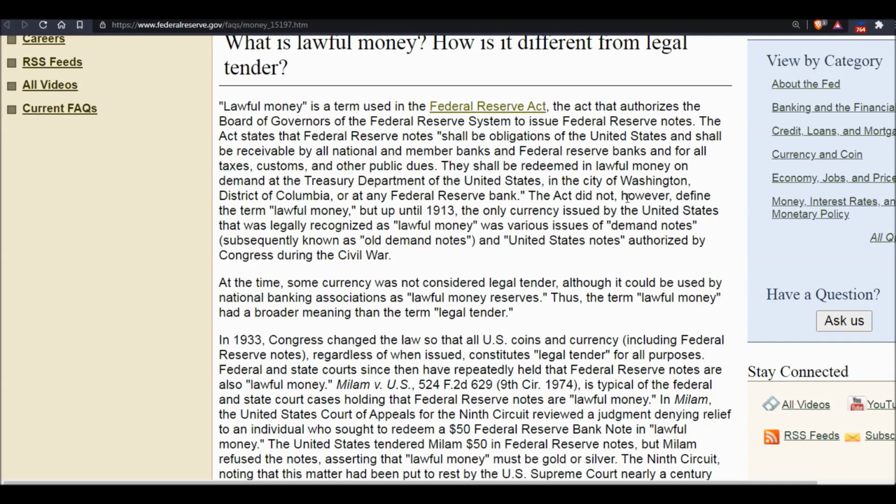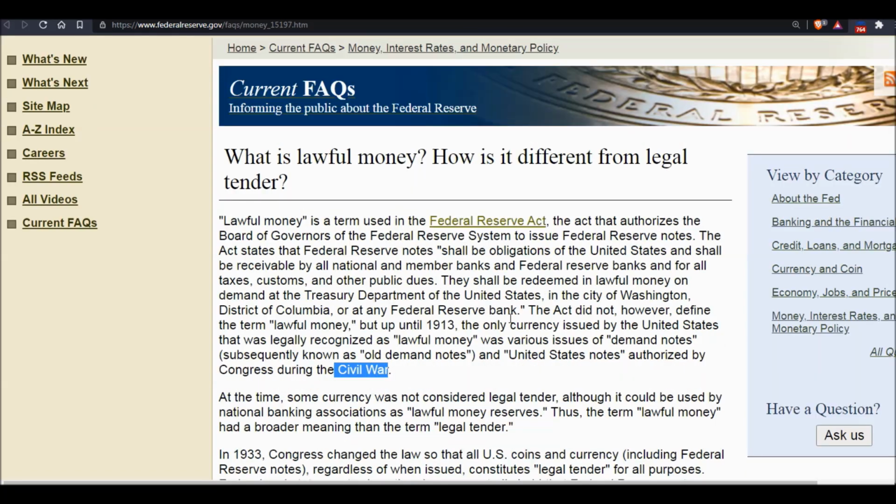It then goes and says the act did not, however, define the term lawful money. But up until 1913, which was the year that the Federal Reserve Act was enacted, by the way, the only currency used by the United States and legally recognized as lawful money was various issues of demand notes, subsequently known as old demand notes, and United States notes authorized by Congress during the Civil War. So it's telling you that lawful money, contrary to your presumption, is really not just gold and silver. It could be, based on the laws of contract. If the other party agrees to it, sure.